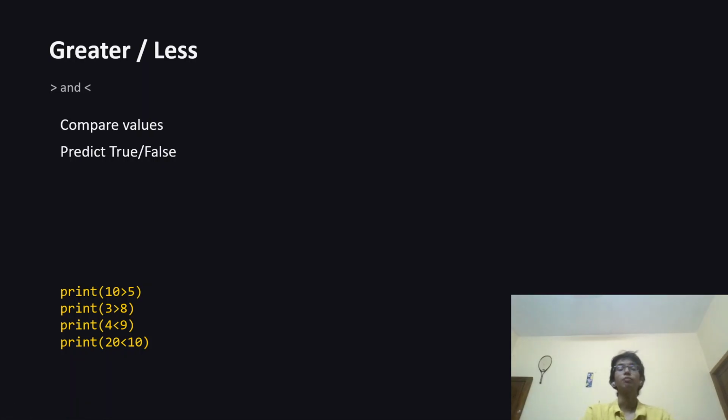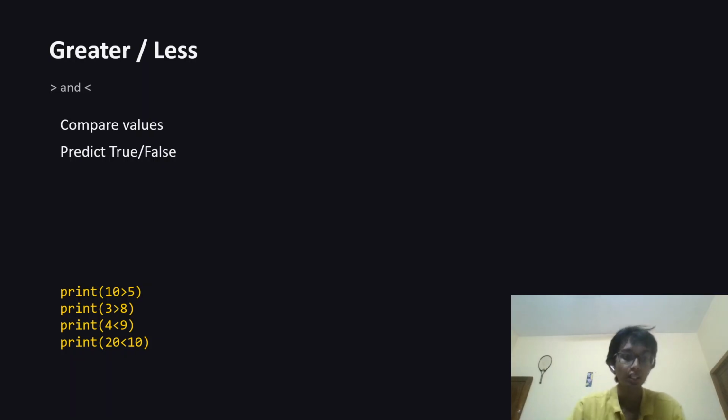The next one, and one of the most important ones that you will face, is used for comparing values and predicting true or false, mainly in while loops, if else, and so on: greater than and less than. We compare the values and we predict true or false.